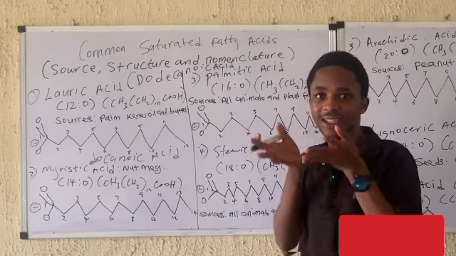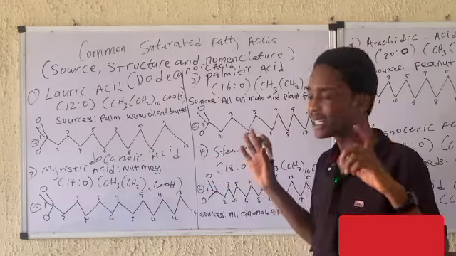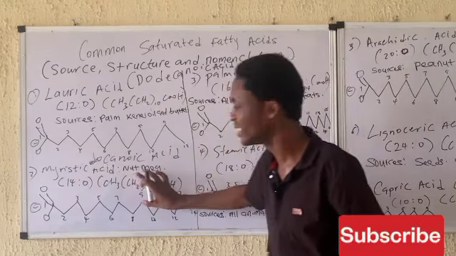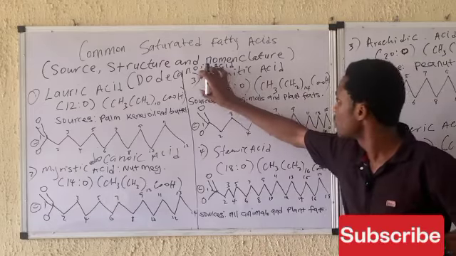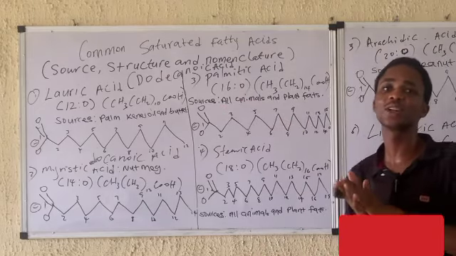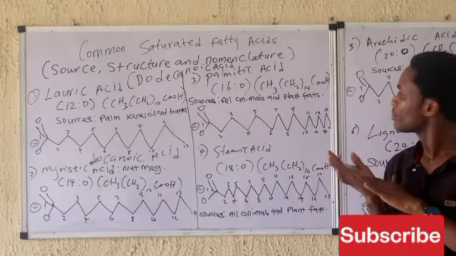Tetradecanoic acid, that is the other name, or the IUPAC name, of myristic acid. Now, going to the next one, which is palmitic acid. Palmitic acid is gotten from palm nut.